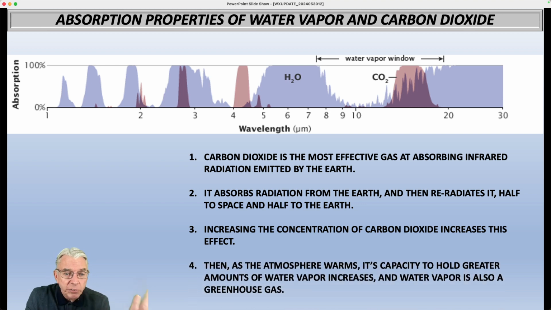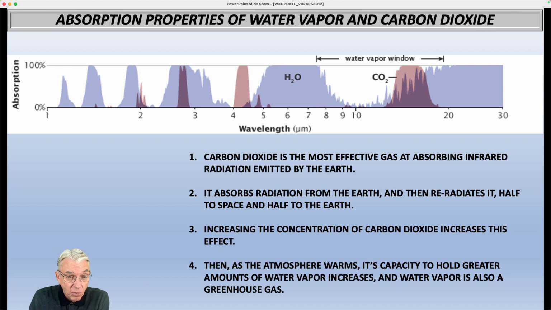And then as the atmosphere warms, its capacity to hold greater amounts of water vapor increases, okay, the warmer the air, the more water vapor it can hold. In fact, we've talked about this before, where a 50% relative humidity at 90 compared to a 50% relative humidity at 30 degrees, there's 8 times as much water vapor in the air at 90 than there is at 30, even though the relative humidity is 50%. So as you increase the temperature of the atmosphere, it can hold more water vapor. Water vapor is a greenhouse gas.